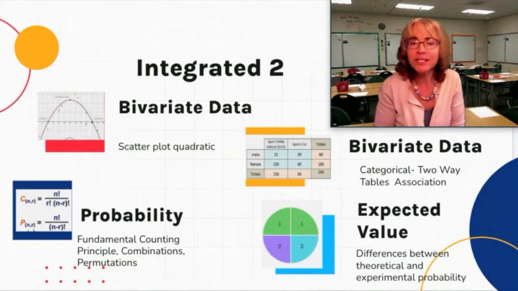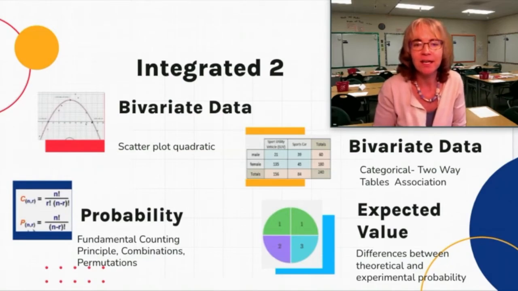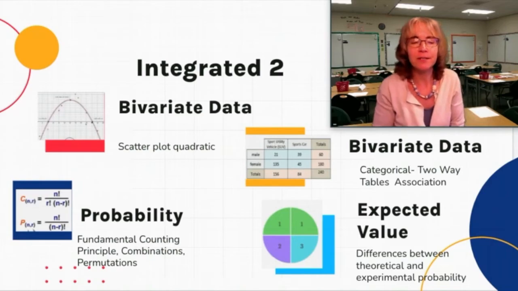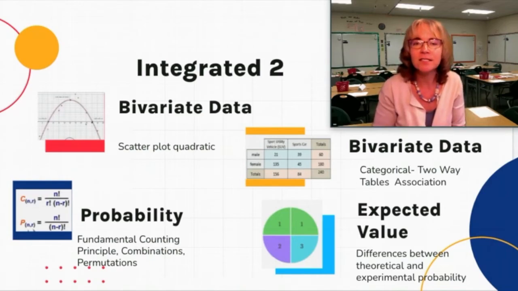Integrated 2 mostly connects probability with all kinds of other things students are learning. They look at categorical data in two-way tables and talk about whether there's an association or not. They explore expected value. They looked at the fundamental counting principle, combinations and permutations.